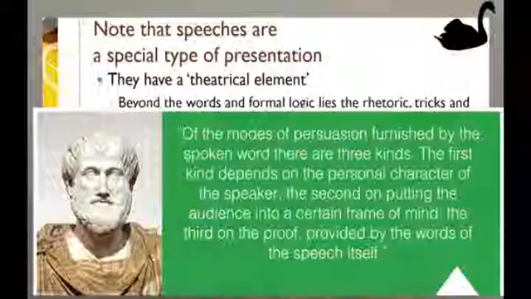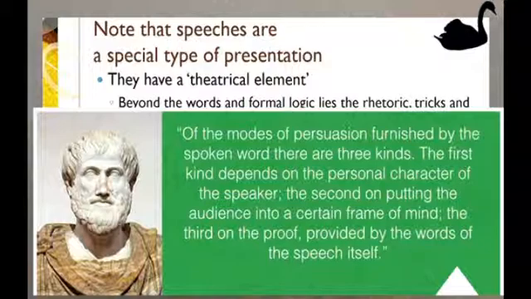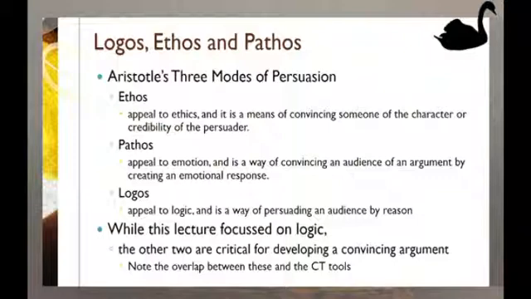So Aristotle understood the prism. One of the modes of persuasion, furnished by the spoken word, there are three kinds. The first depends on the character of the speaker, the second on putting the audience in a certain frame of mind, and the third is the proof. And these are called, somebody tell me? These are called logos, ethos and pathos.